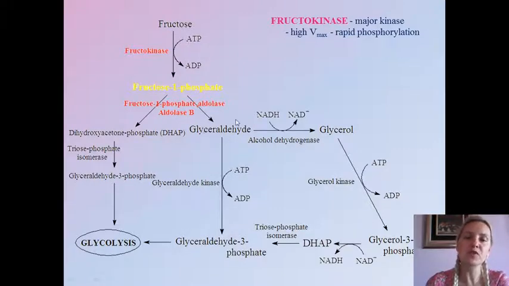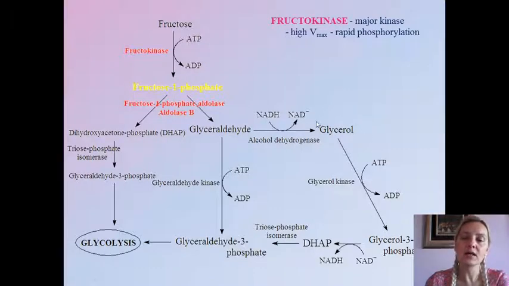There is an option to phosphorylate the glyceraldehyde directly by glyceraldehyde kinase, and again, the donor of the phosphate group is the ATP molecule. So glyceraldehyde is phosphorylated to glyceraldehyde 3-phosphate, thus involved in the glycolytic pathway. But on the other side, glyceraldehyde can be reduced to glycerol, so its aldehyde group can be converted to an alcoholic group by alcohol dehydrogenase, and the donor of reducing equivalents is the NADH coenzyme.